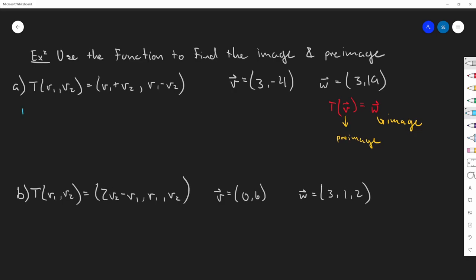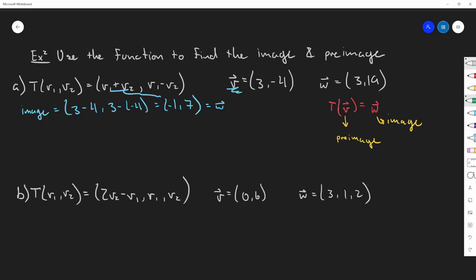Our image is literally going to be our v plugged into this function. So this would be 3 minus 4, and then 3 plus 4, which would be 3 minus 4 is -1, and then 3 plus 4 is 7. So that is our image.